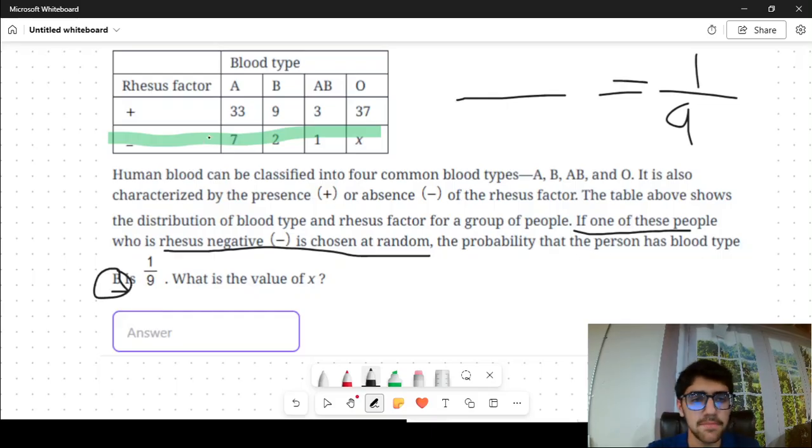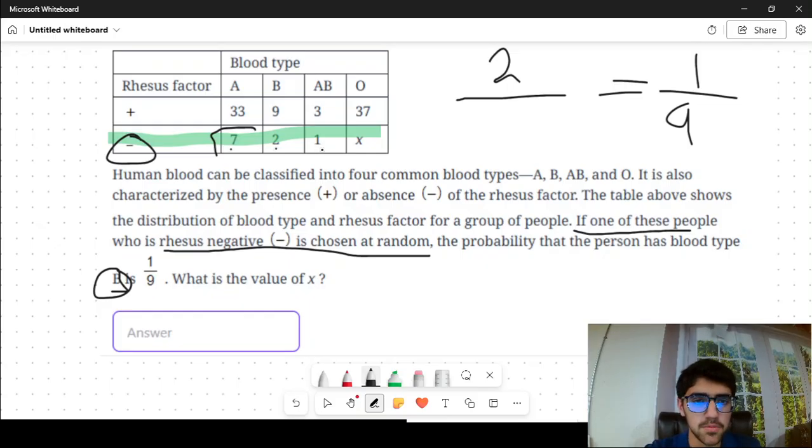The person with blood type B occurs 2 times in the rhesus negative factor. So you put 2 on top, and on the bottom it's going to be the total number in the rhesus negative factor. But as you see, there's the x value, which is what we're going to be solving. So the total outcome is just everything, all the numbers in the rhesus negative factor.